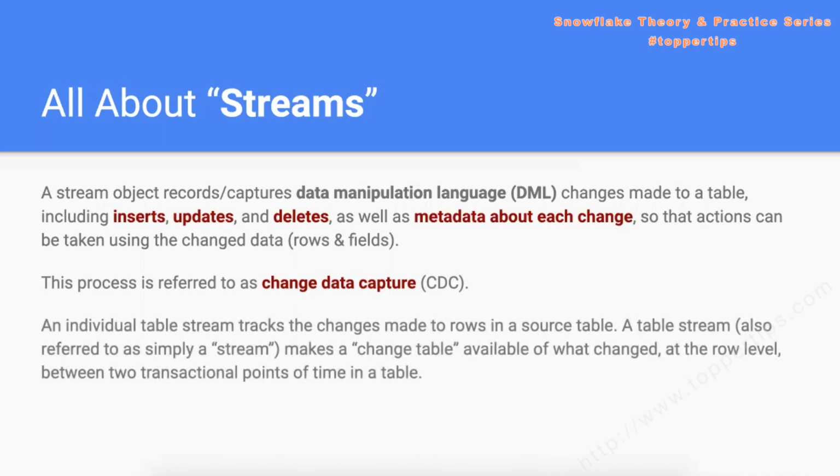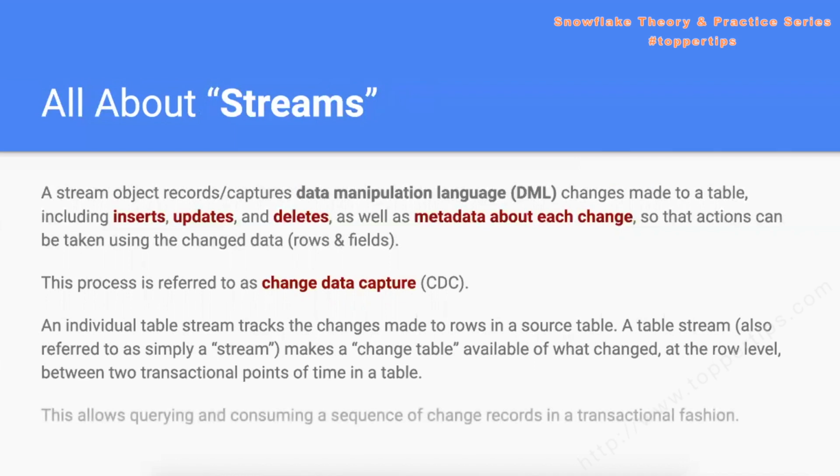An individual table stream tracks the changes made to rows in a source table. A table stream, also referred to simply as a stream, makes a change table available showing what changed at a row level between two transactional points in time in a table. This allows querying and consuming a sequence of change records in a transactional fashion.